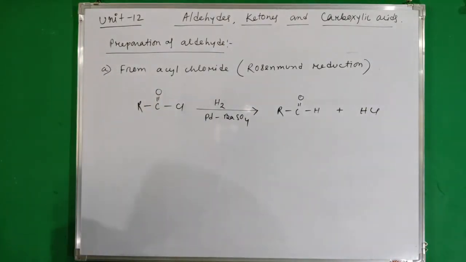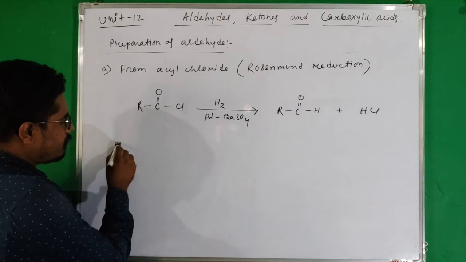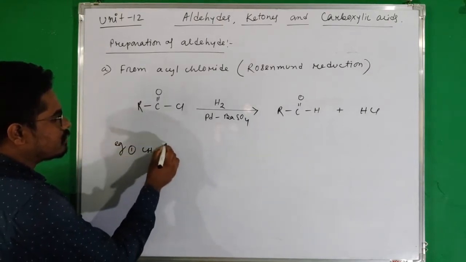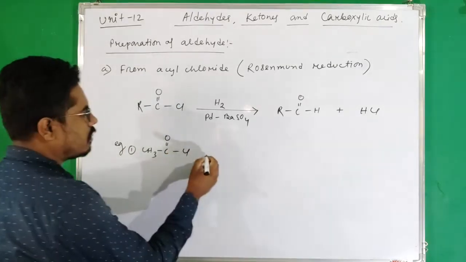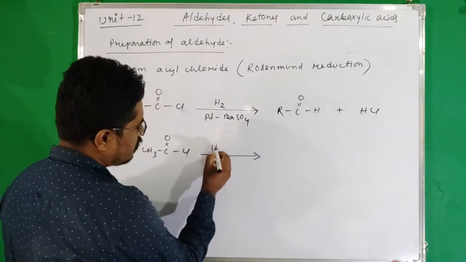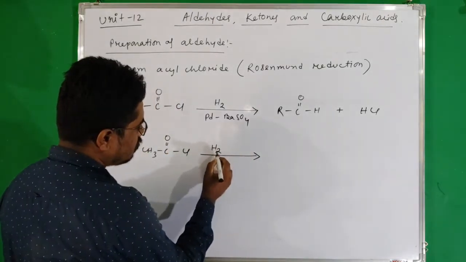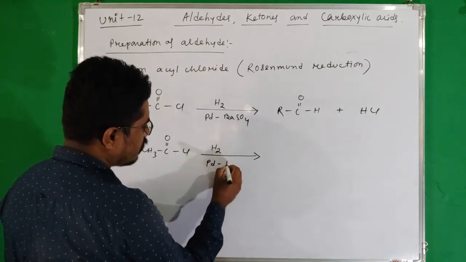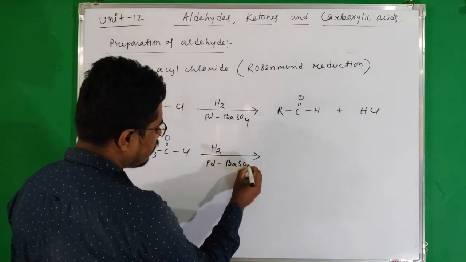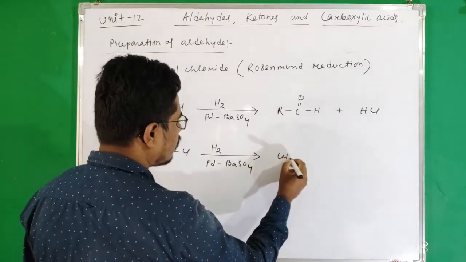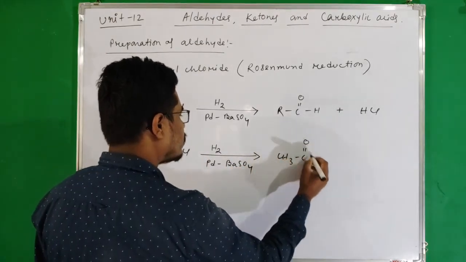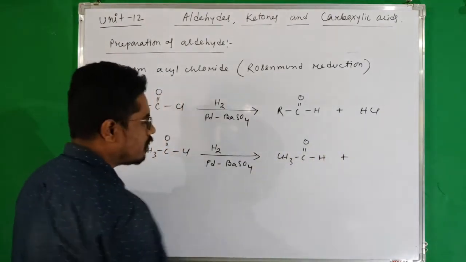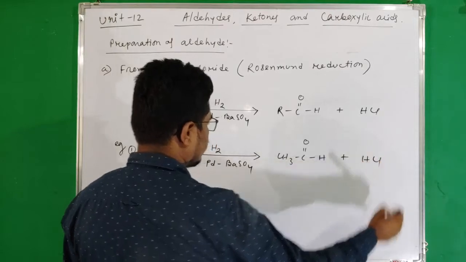For example, suppose we have CH3 C double bond O Cl, and we are reducing this compound using hydrogen in presence of palladium and barium sulfate. Then the final product is CH3 C double bond O H, that is CH3CHO, and the side product is HCl.